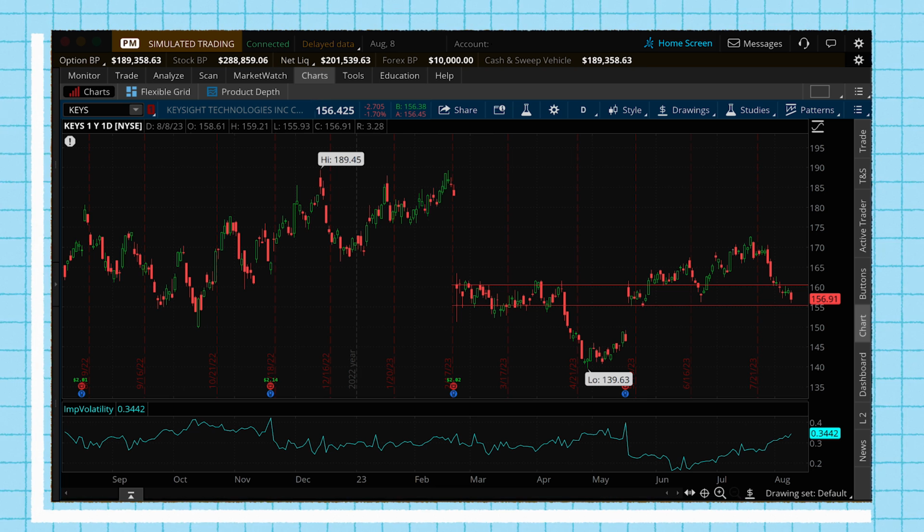When I placed the trade, the Keys earnings announcement was 10 days away, and the implied volatility graph below the price chart was showing the rise. Looking at past earnings announcements, we can see other implied volatility spikes ahead of many of the previous earnings reports. Of course, past performance doesn't guarantee future performance.